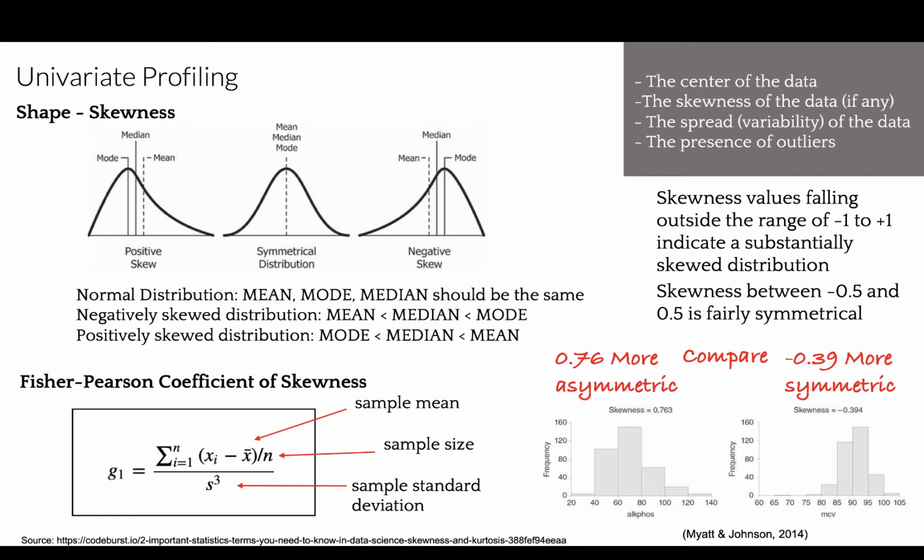Compare two distributions on the bottom screen. Skewness for the left figure is 0.76 and skewness for the right figure is minus 0.39. The negative and positive sign tells you whether it's a positive or negative distribution. And you can tell from the value that the figure on the right is more or less symmetrical because it is within the range between minus 0.5 and plus 0.5. And the figure on the left is more asymmetric.